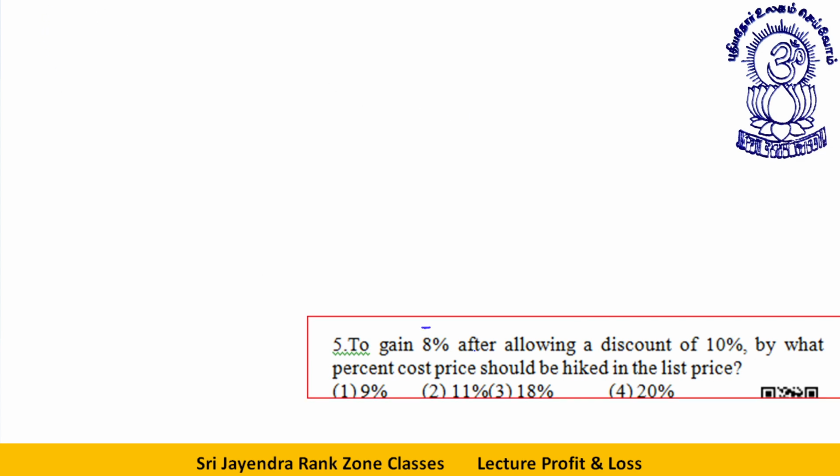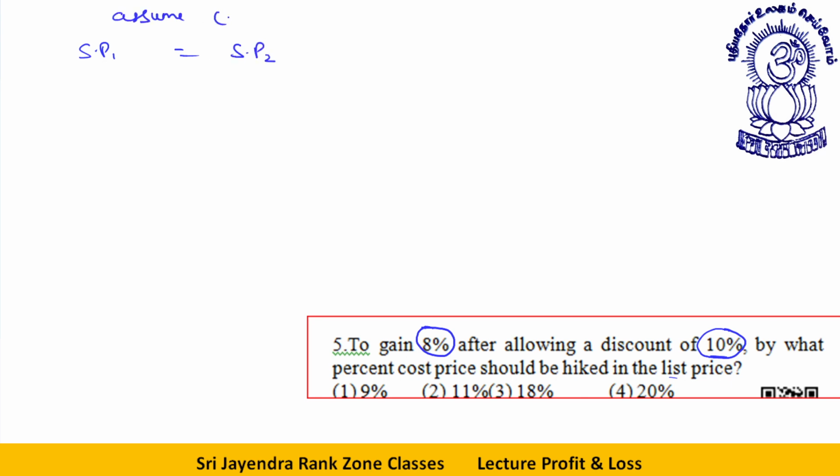To gain 8% after allowing a discount of 10%, by what percent should the price be hiked in the list price? List price is the same as marked price. We already discussed SP1 is equal to SP2.